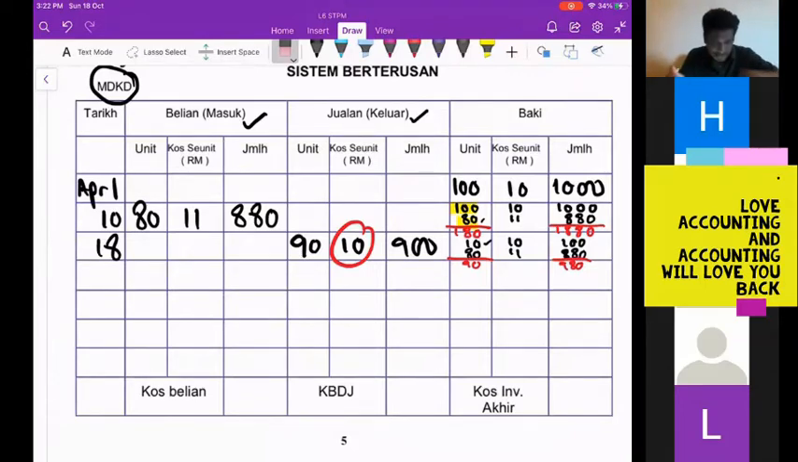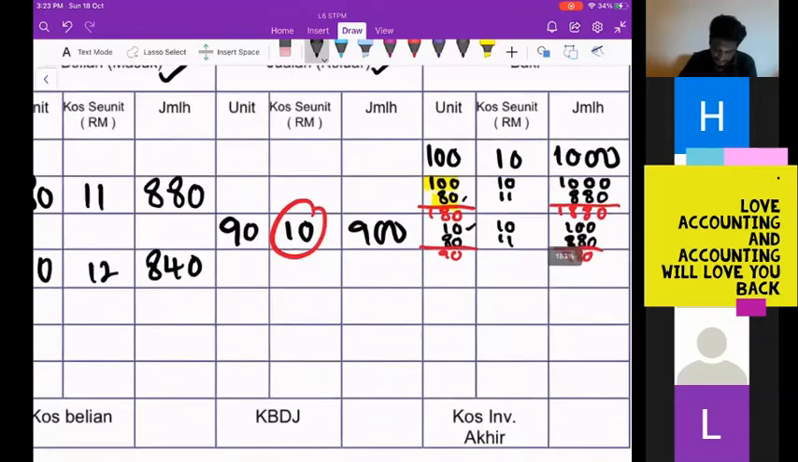On the 20th, something happened. Okay, 20th is beli. Saya beli 70. How much is the value? 12. So 70 times 12, I get 840. So now I didn't jual anything, so my baki is a little bit bigger here.